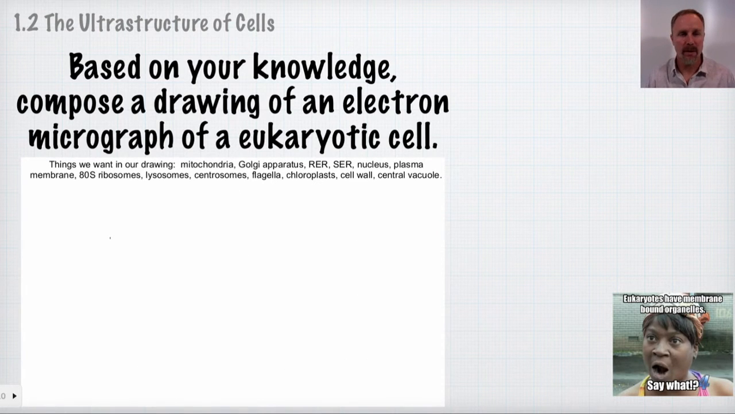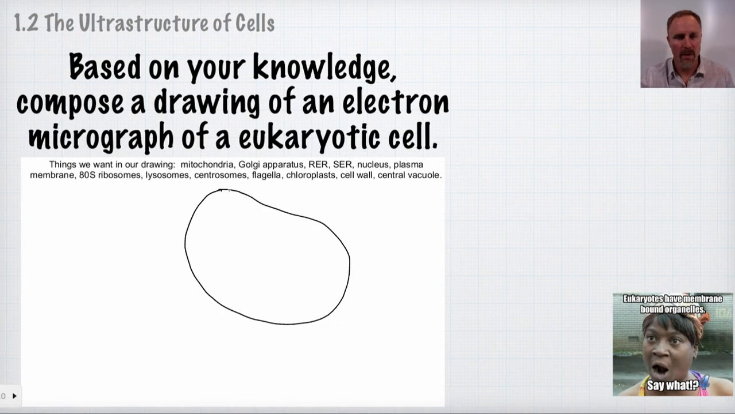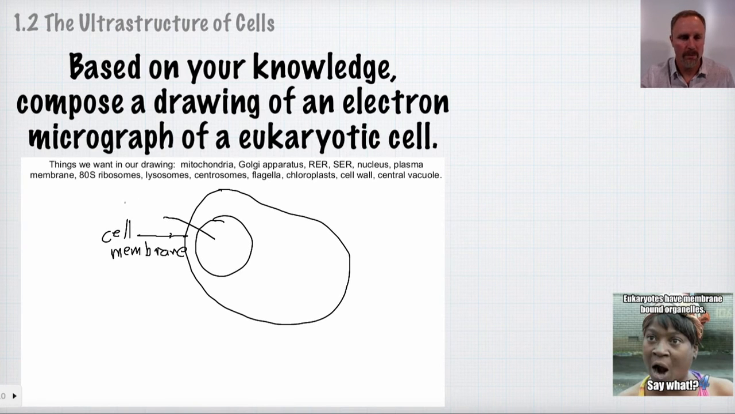And now, if we look at the eukaryotic cell, just a typical animal type of cell, we could draw the cell membrane here. And we've got the cell membrane here. We've got the nucleus, of course, and that's what houses the DNA.